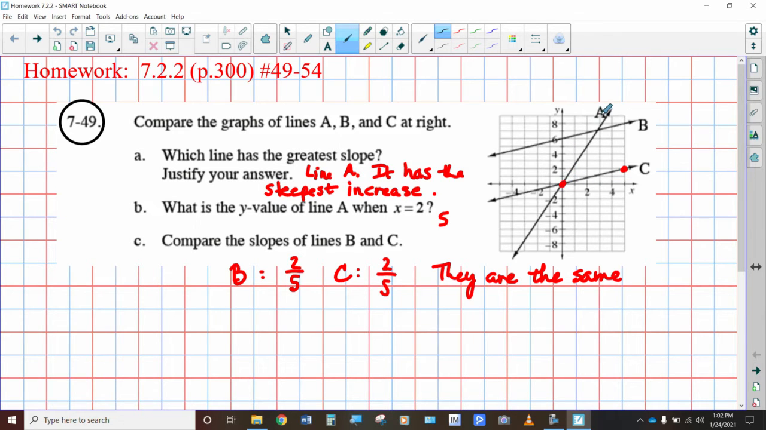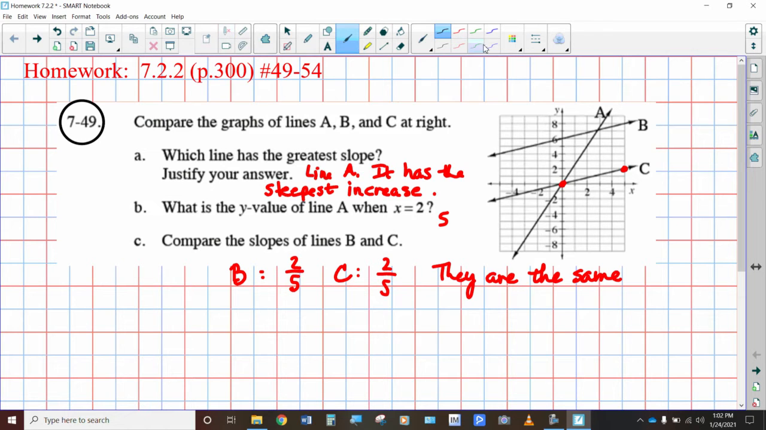So A is definitely going to be the greatest slope because that's the steepest line. It's the steepest increase. What is the y value of A when x is equal to 2? When x is equal to 2, the y value is right there. That would be about 5. And compare the slopes of lines B and C.